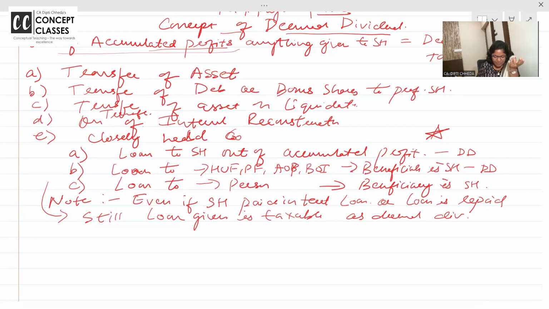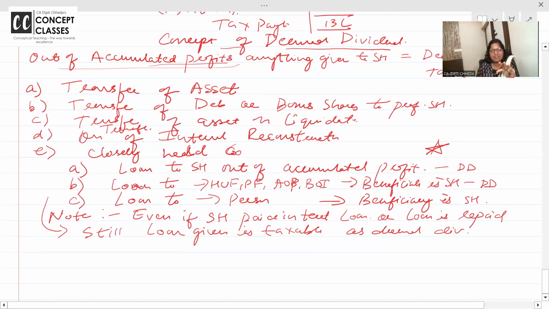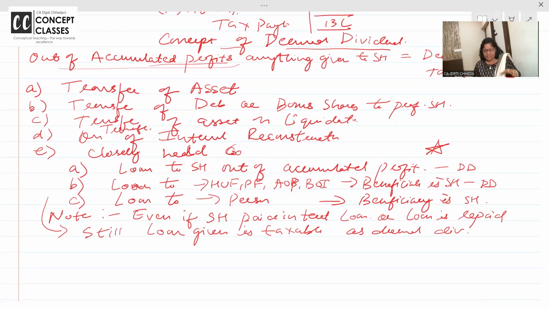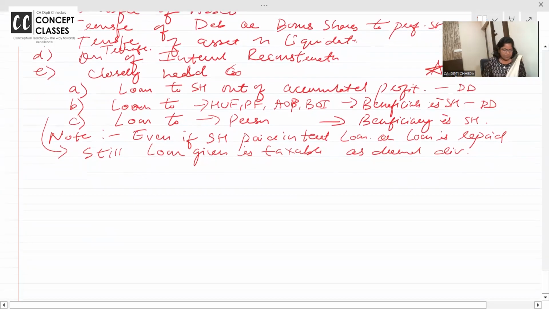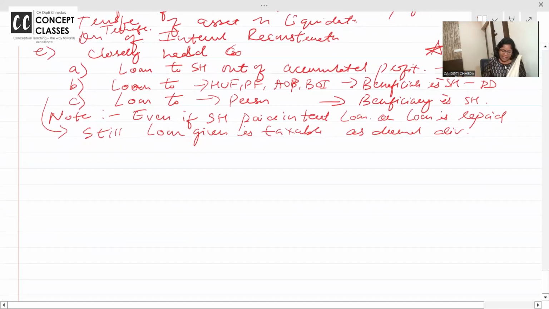But for you all, I want a response. Did you all follow the concept of deemed dividend? Ma'am, will they ask such a diagram, such theory? No. They'll give you practical questions which I'll take up now. Even if the shareholder has repaid the loan or has paid the interest on the loan, still it is taxable as deemed dividend. Baat khatam.